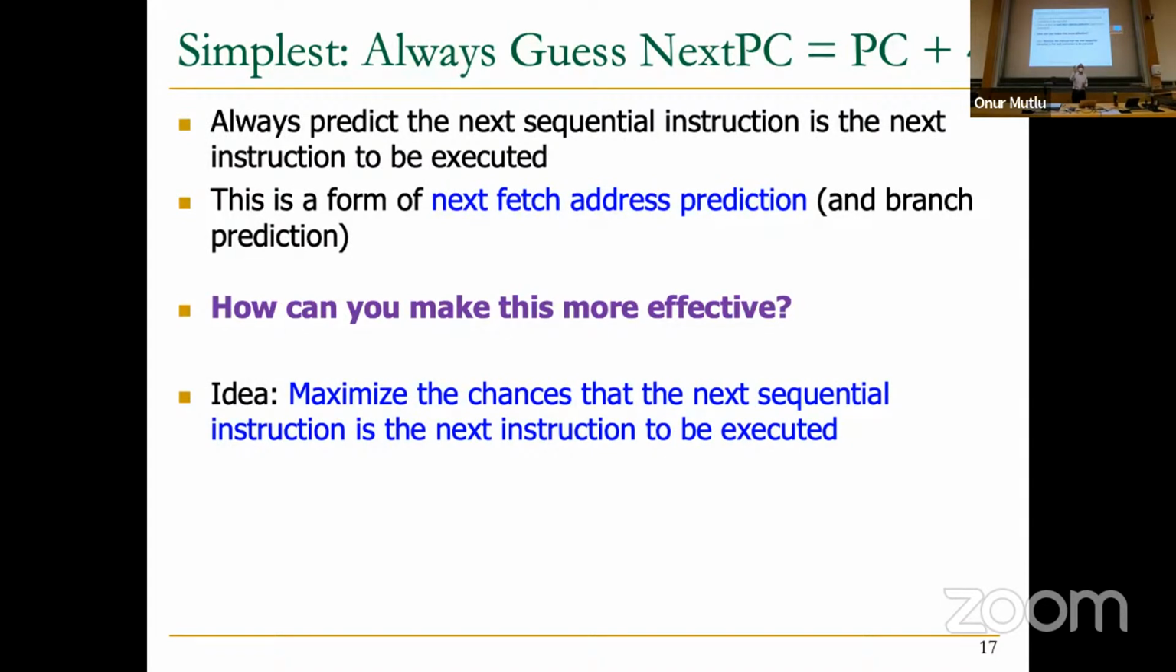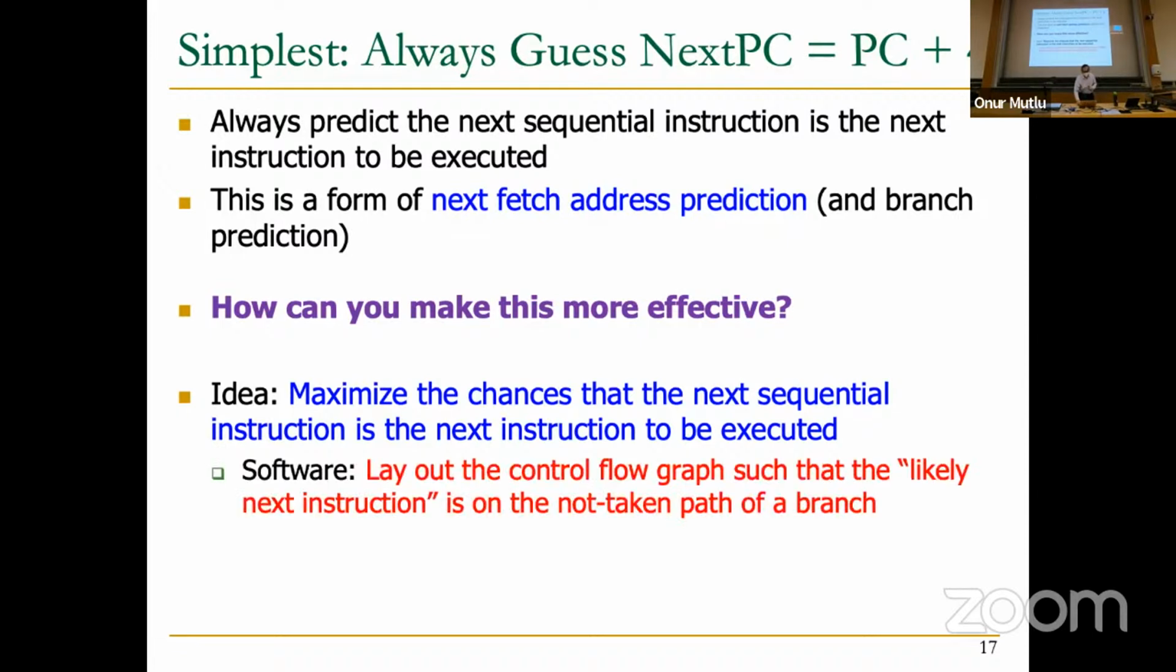So remember, you get to a branch. We're going to talk about a branch right now because this is always true if the instruction is not a branch, right? If the instruction is a branch, you have two possibilities. The next instruction is either at PC + 4 or at the target. How do you try to maximize that the next instruction you fetch is actually at PC + 4? Well, the compiler somehow figures out how to lay out the code such that the likelihood of the next instruction being at address PC + 4 is higher. And this can happen if the branches are biased. Basically, the software method is to lay out the control flow graph such that the likely next instruction is on the not taken path of the branch.